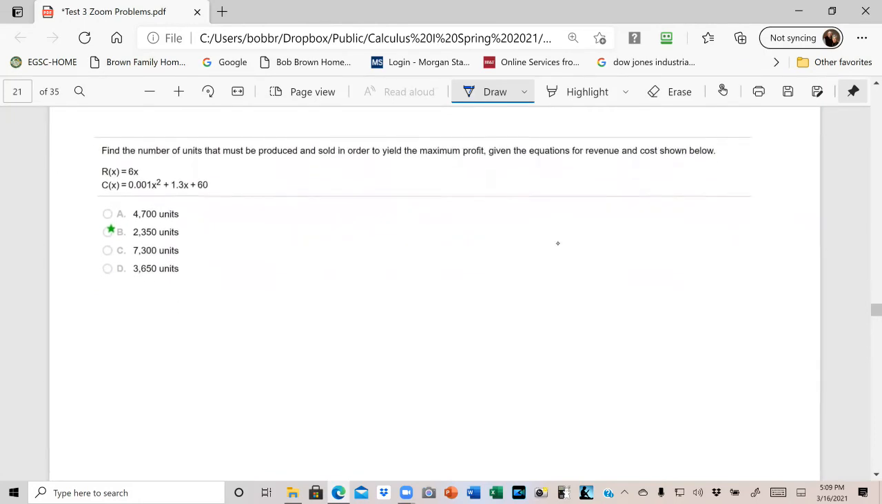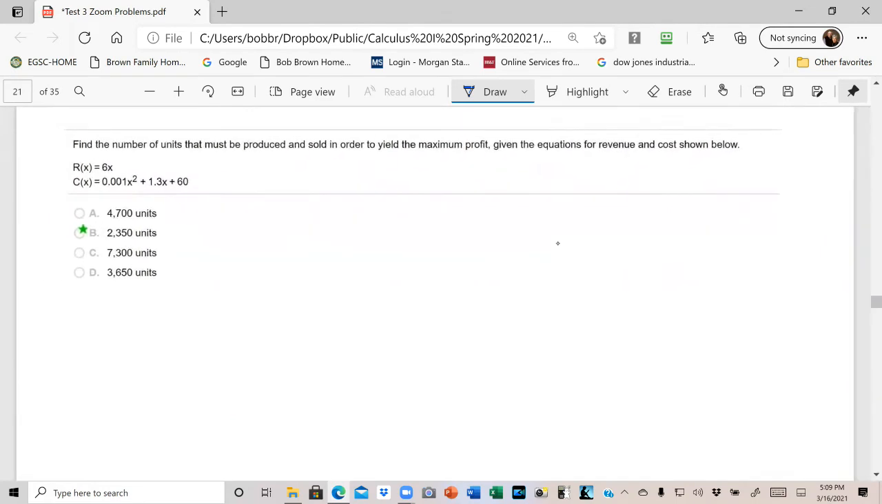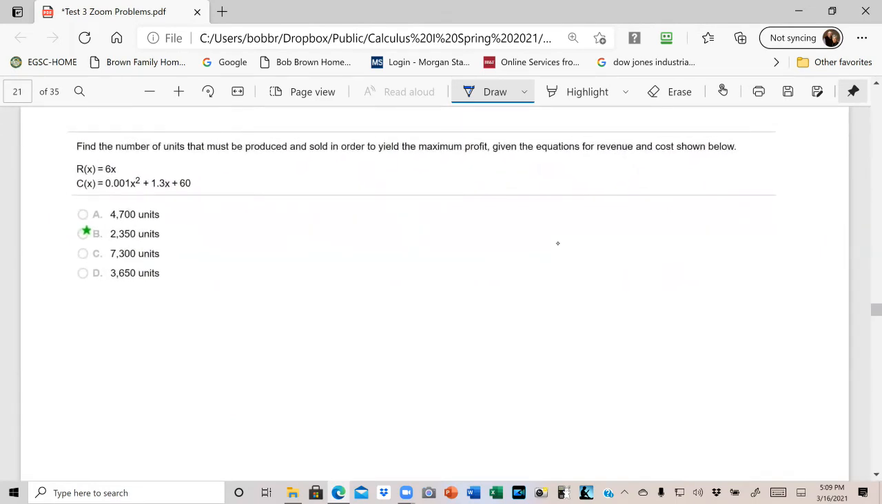Now we've got a problem in which we want to calculate the maximum profit and find the number of units that must be produced. X is the number of units. The revenue is given as 6x, and the cost is given as C of x. And we want to maximize the profit. Well, the profit is equal to the revenue minus the cost.